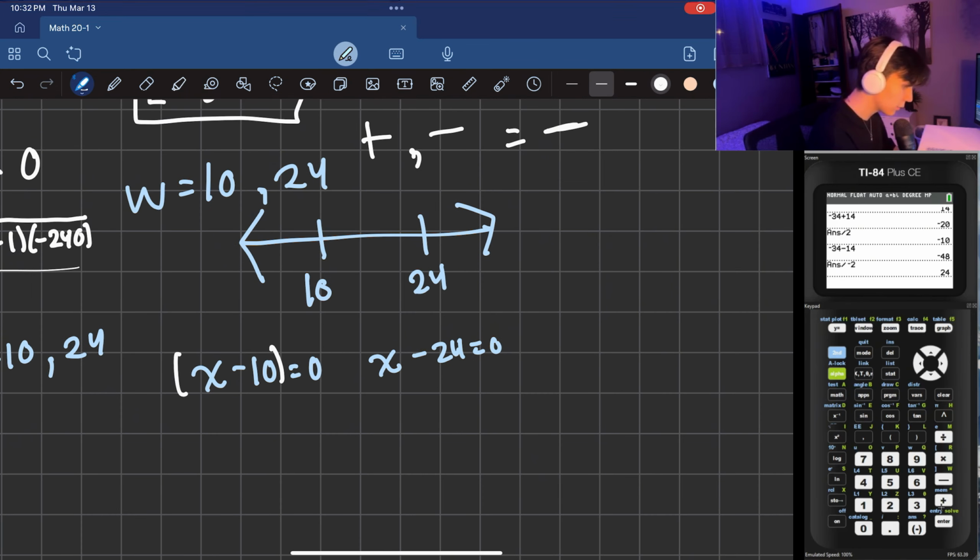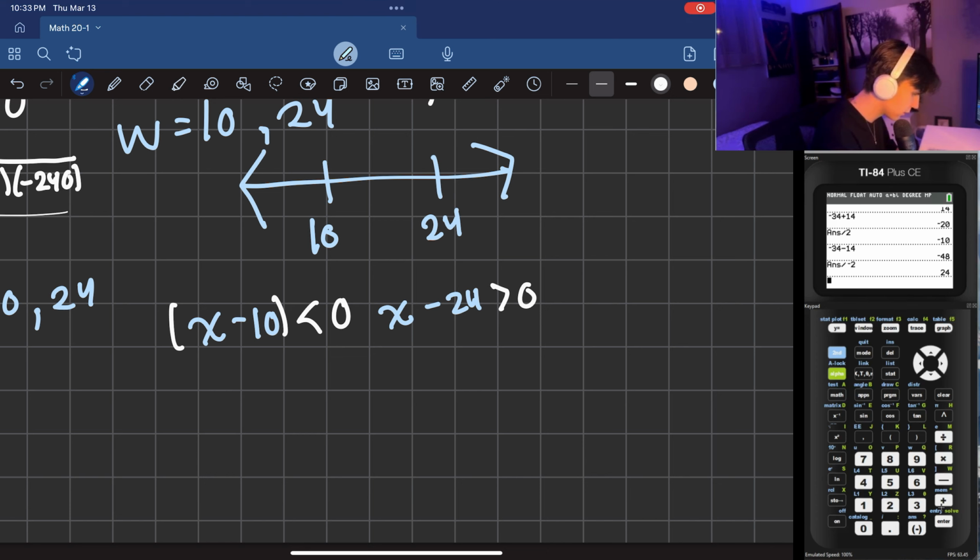So the first one is going to be a positive and a negative, because that'll output the negative number that we're looking for. So we set our first bracket less than 0 to make it negative, and then the second one greater than 0 to make it positive. We're just setting one factor positive and one factor negative.